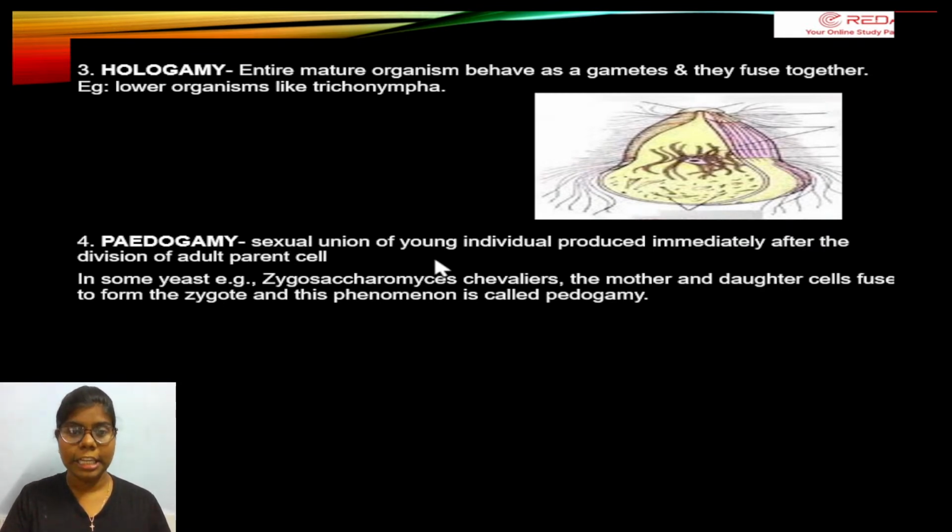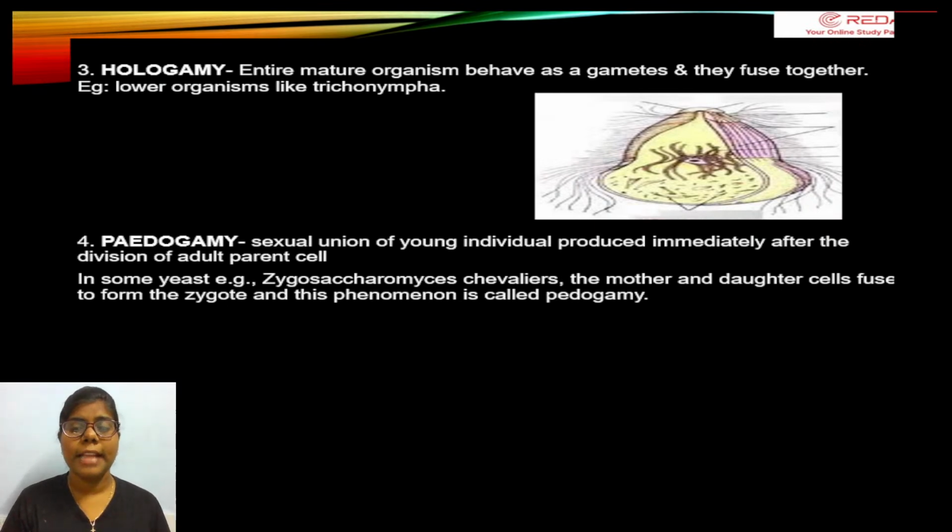The newly born young individual is produced immediately after the division of the adult parent cell. Immediately after coming from the adult parent cell, there is sexual union of young individuals. This is very simple, it happens in simple organisms. Example, yeast. In yeast cells, the mother and the daughter cell are fused together to form a zygote. So the daughter that came from the mother will fuse with her.